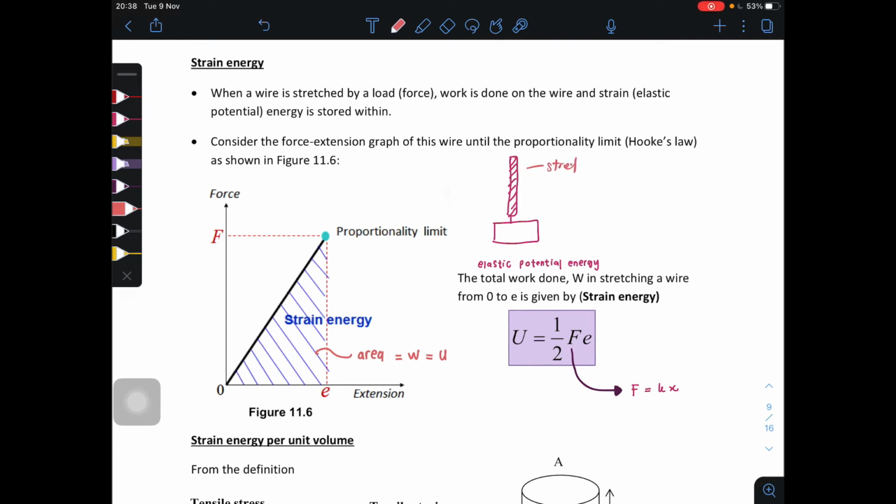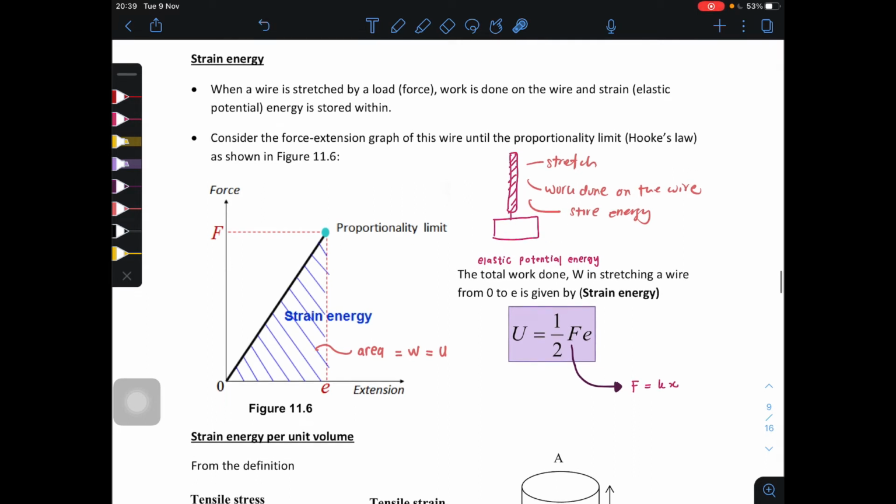stretch. Okay, the wire will stretch, meaning that there is a work done on the wire. Okay, work is done on the wire. When work is done on the wire, this wire actually stores energy. So the energy stored here, we call it as strength energy or elastic potential energy.